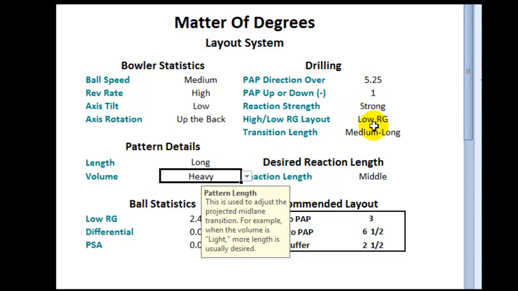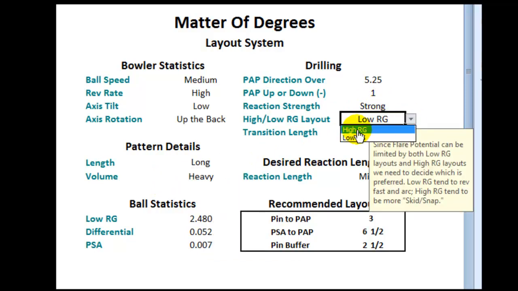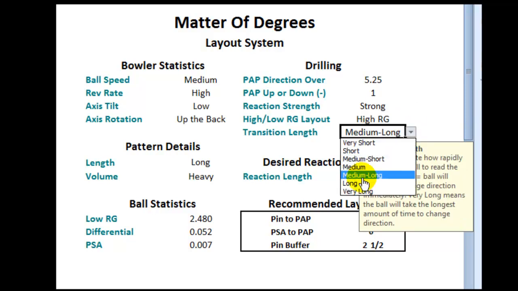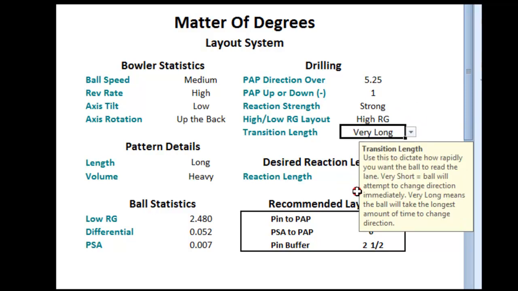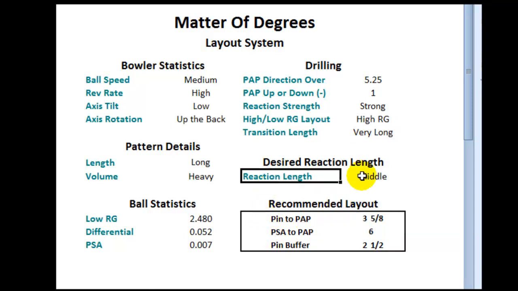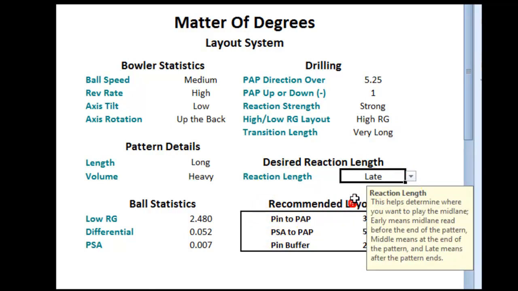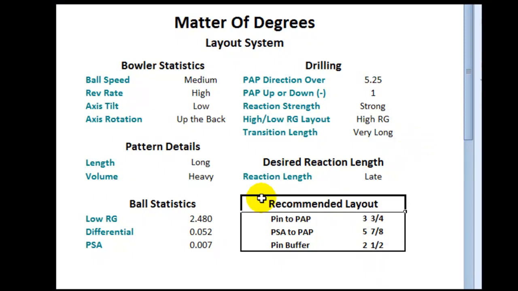So now I want more of a high RG ball, a skid flip ball. And now I want the transition to be extremely late down the lane. My reaction strength now, I want it as late as possible. So now it gives me a different layout. Now I'm at 3 3/4 from my pin to PSA. My PSA, or mass bias, to PAP is now 5 7/8, and my pin buffer is 2.5 inches.